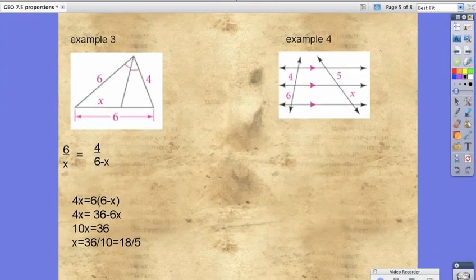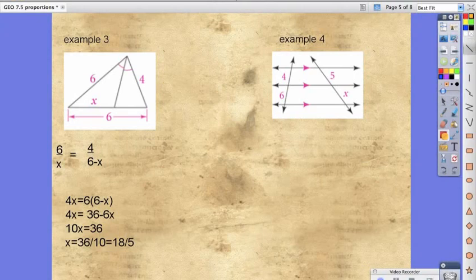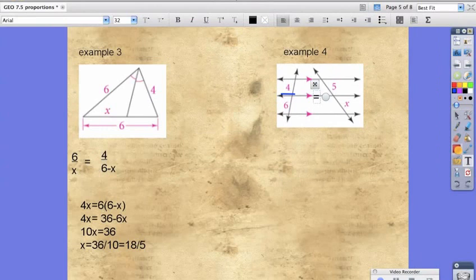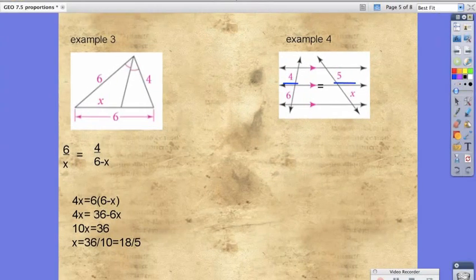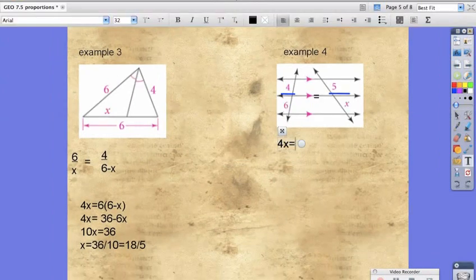Example 4 should be pretty easy at this point. It is 4 divided by 6 equals 5 divided by x. Take the cross product. We get 4x equals 30. X equals 30/4, which is the same thing as 15 halves.